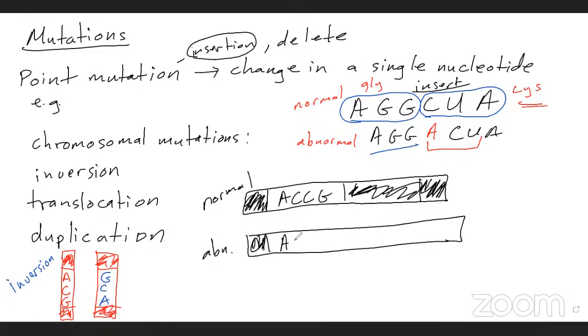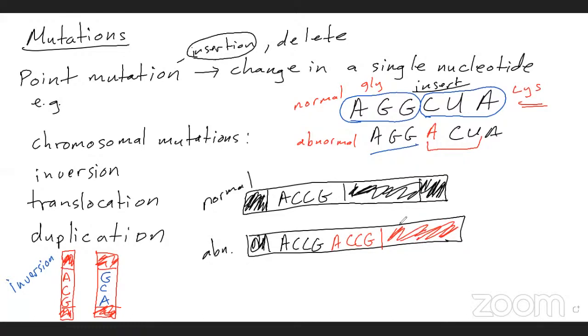All right, so we have ACCG. If we duplicate it, you're going to have A, C, C, G again. All right, so you have 2 copies of it. So that's duplication.